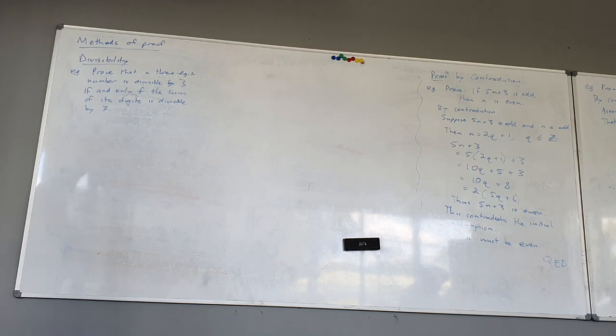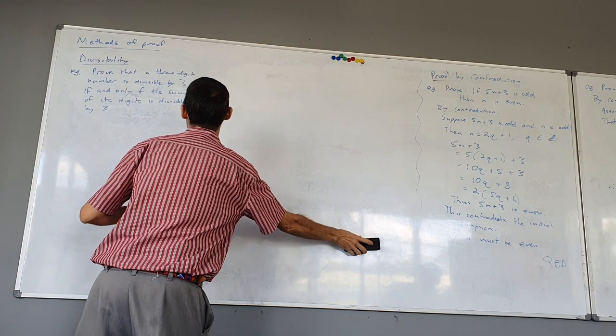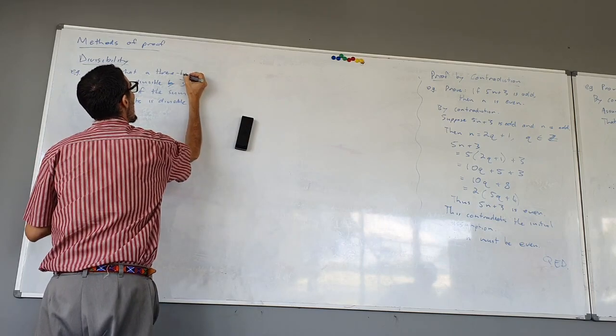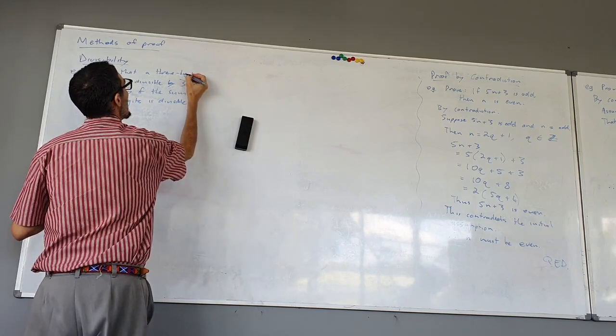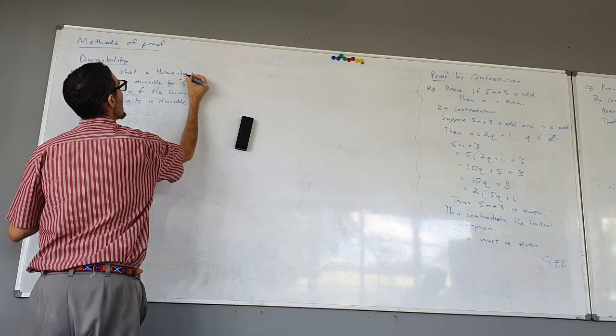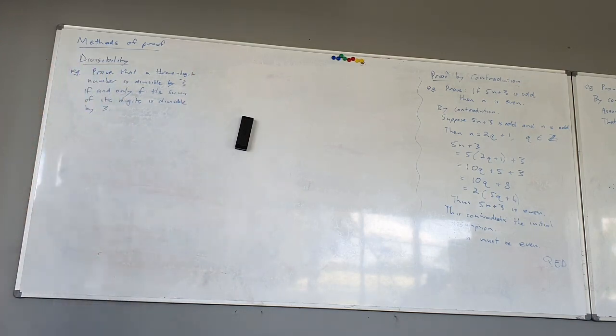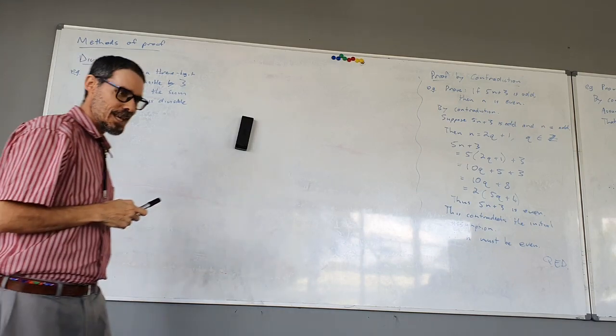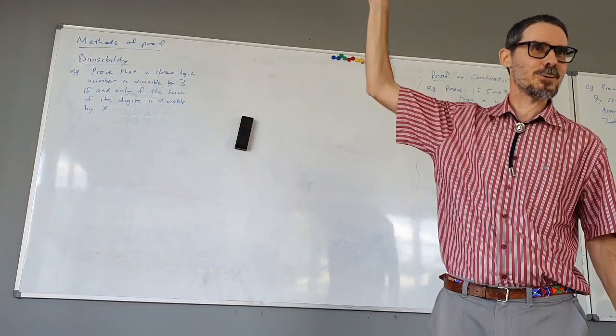Okay, so what is that? Prove that a three-digit number is divisible by 3 if and only if the sum of its digits is divisible by 3. Who knew this already?